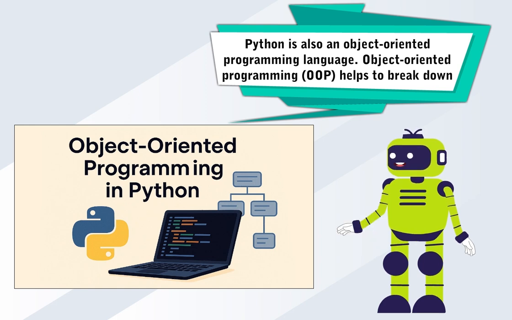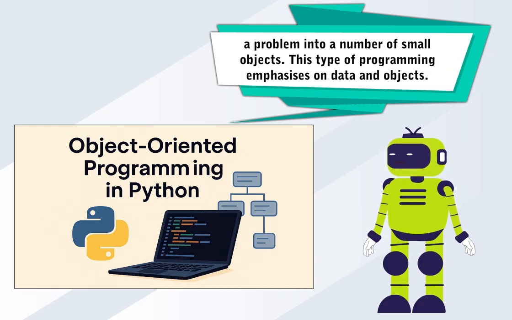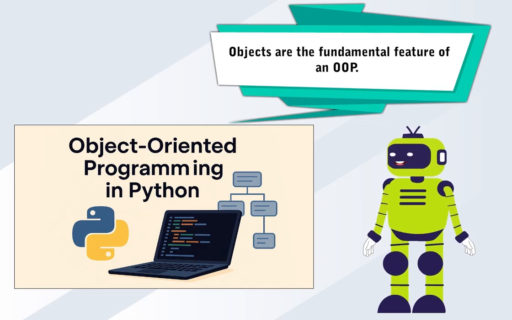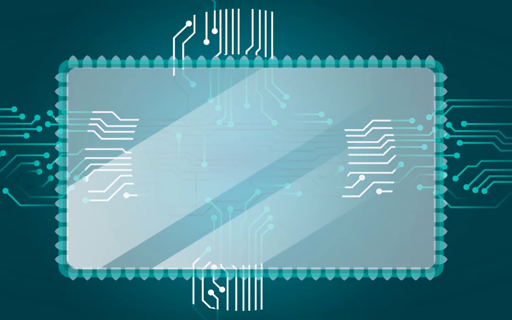Python is also an object-oriented programming language. Object-oriented programming, OOP, helps to break down a problem into a number of small objects. This type of programming emphasizes on data and objects. Objects are the fundamental feature of an OOP.